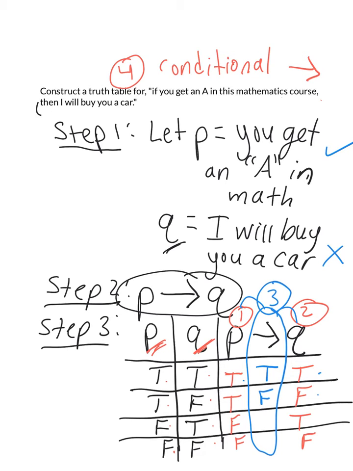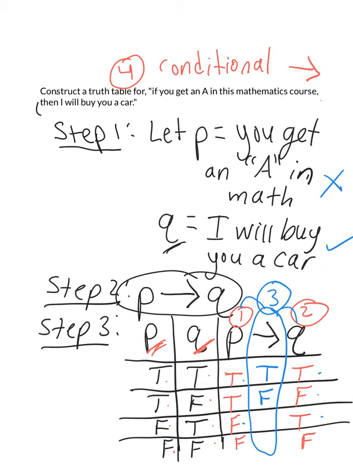Now be very careful with rows 3 and 4. These are trickier with the if-then arrow. They're easy to make a mistake with. If P is false and Q is true. So let's think about that. P is false, so you don't get the A in math. However, Q is true, I bought you the car anyway.